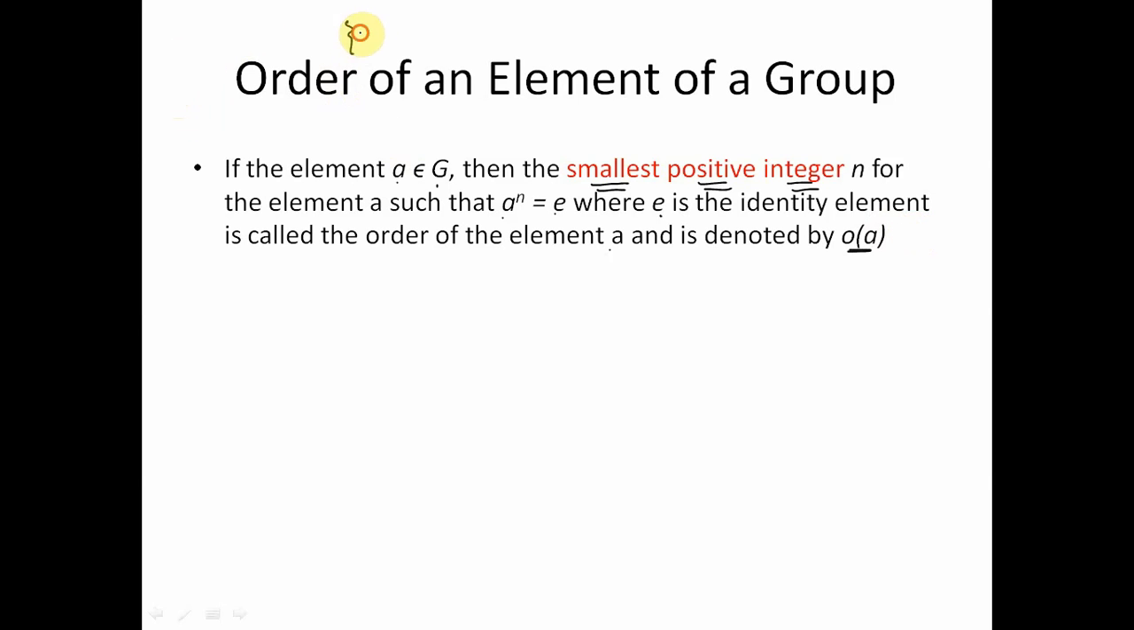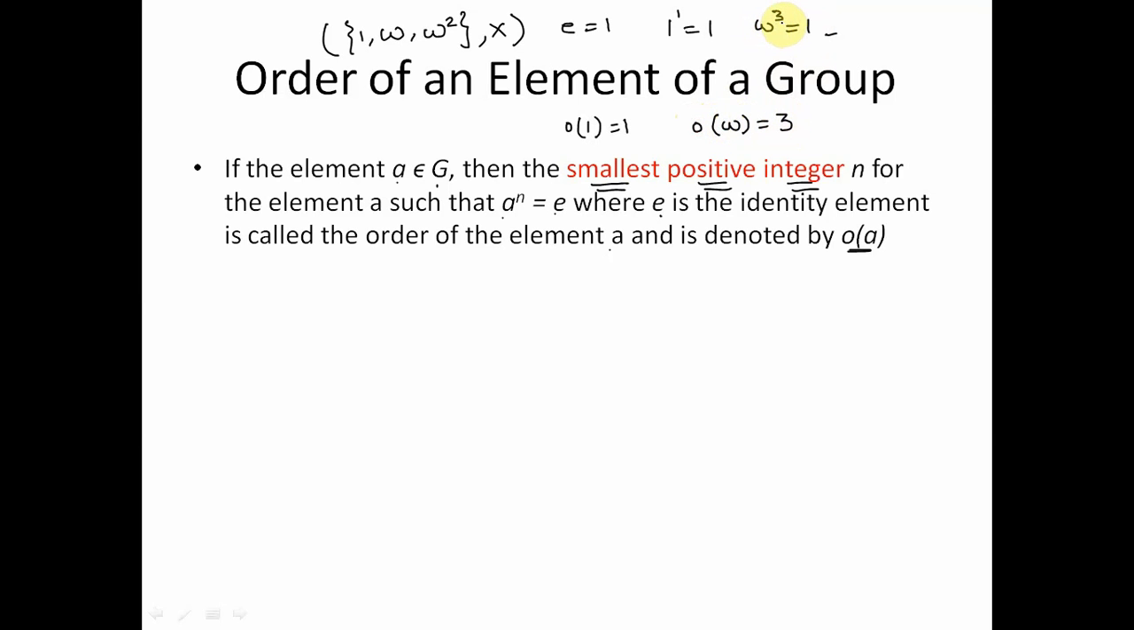Once again, let us take the set 1, omega, omega square, where omega is the cube root of unity, and the operation multiplication. I know that the identity element for this was 1. So I know that 1 to the power 1 is equal to 1. So the order of the element 1 will be equal to 1. Once again, I know that omega to the power 3 is equal to 1. So the order of the element omega is equal to 3.